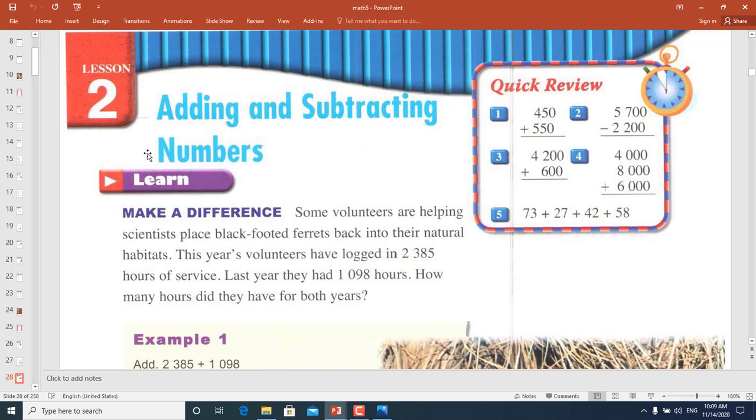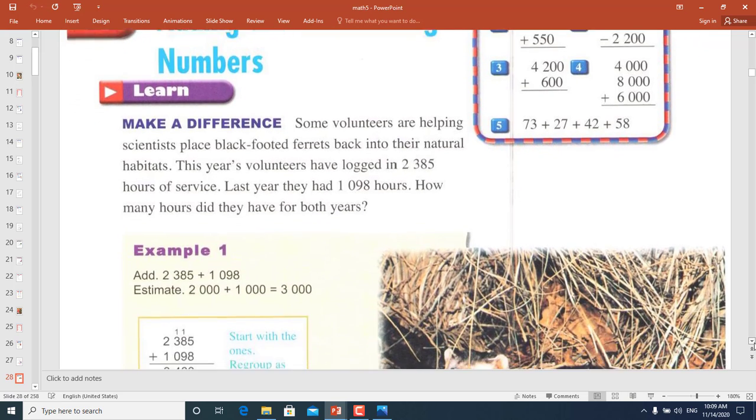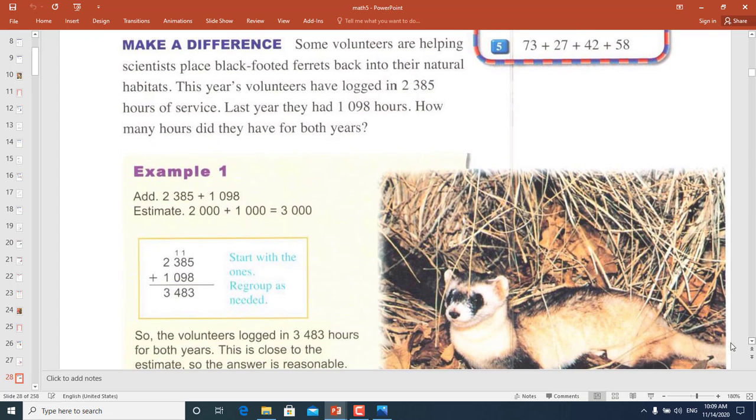Students, be with me, please. We will study lesson 2, adding and subtracting numbers. When you add or subtract big numbers, we must write them in line. Lining up means that when you have these numbers, for example, we write the first number up and the second number down, like this. 1s are under 1s, 10s are under 10s, 100s under 100s, and 1,000s under 1,000s. We start at the right to add them.